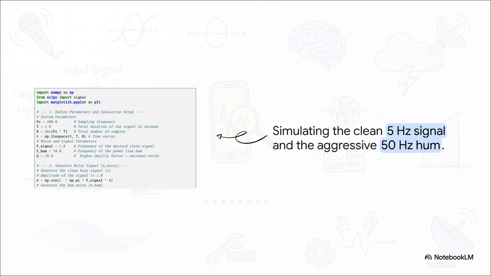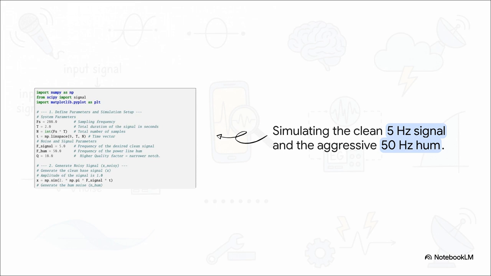First, we set our sampling frequency to 200 Hz. Our clean signal of interest, the data we actually want to keep, is a low-frequency 5 Hz sine wave, and we give it a standard amplitude of 1.0. But then, look at how we generate the hum noise at 50 Hz. Check out the code where we set the hum amplitude to 2.5.